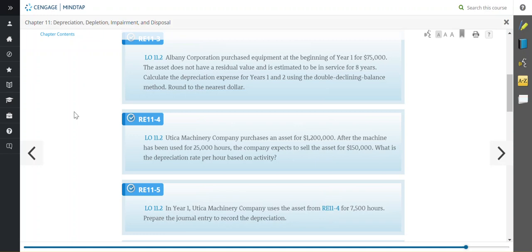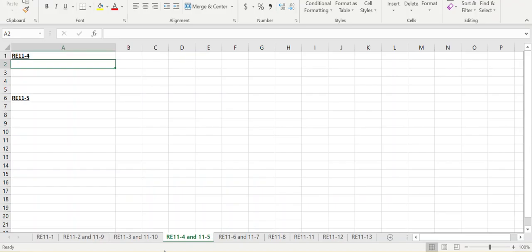And then in review exercise 11.5, it says assuming that in year one, the company utilized the asset for 7,500 hours, record the journal entry to have that depreciation in year one. So we have to calculate a depreciation rate when we're using an activity-based method. That depreciation rate is not going to change over the life of the asset.